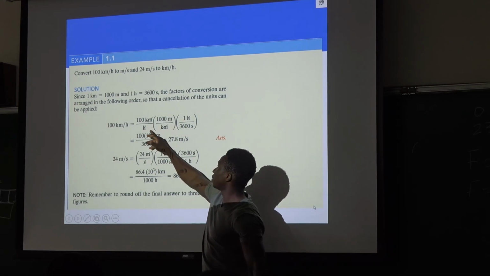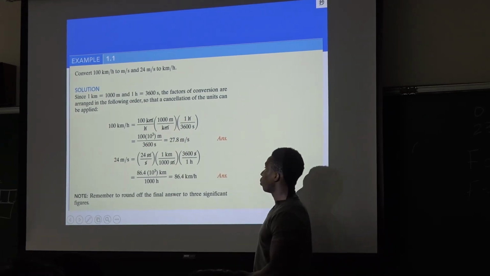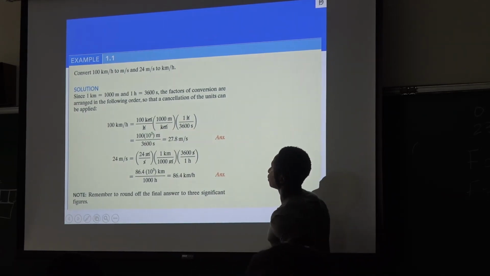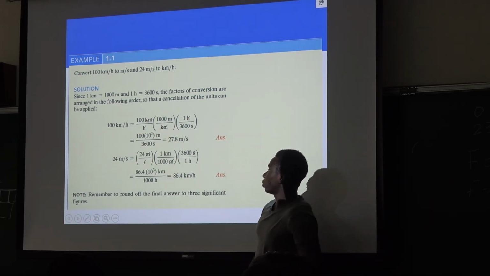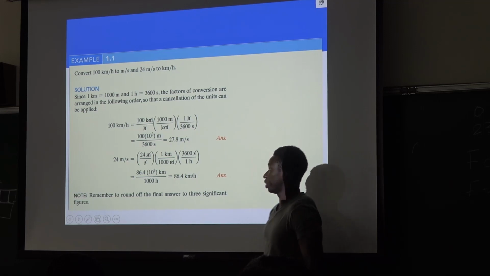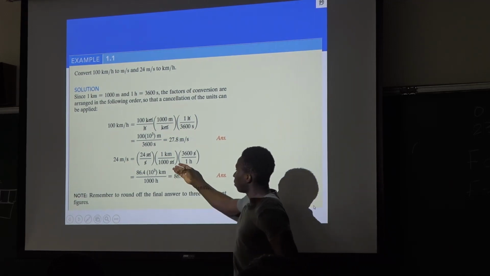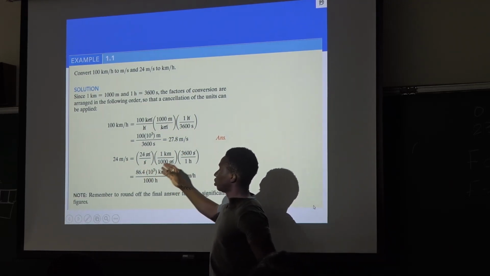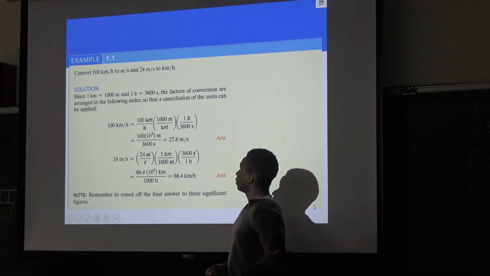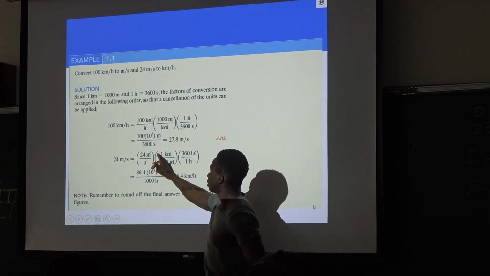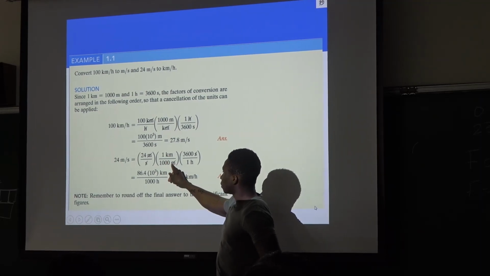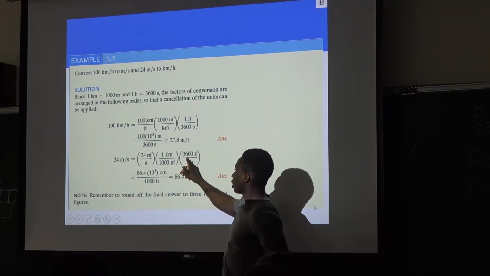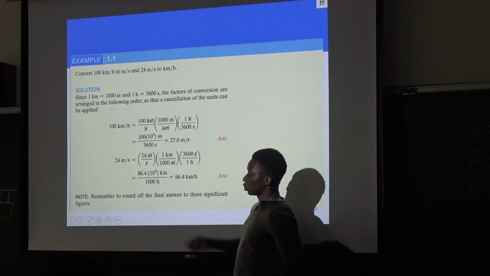And then we change the hour to seconds. In 1 hour, we have 3,600 seconds. So this goes out, this goes out, and then we just use our calculator, and then it comes down to this. And then the same thing here. You have to convert this to kilometers per hour. So we have meters, 1 kilometer, and 1,000 meters is 1 kilometer, and then here, seconds convert to hours. And then we also get the same value here.